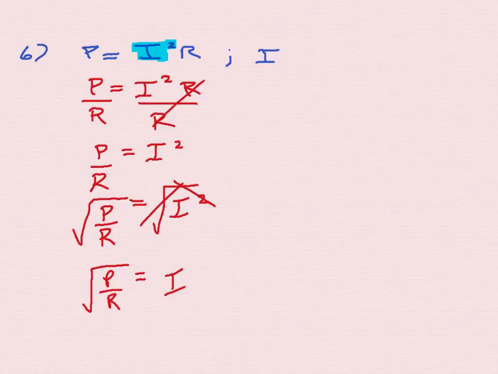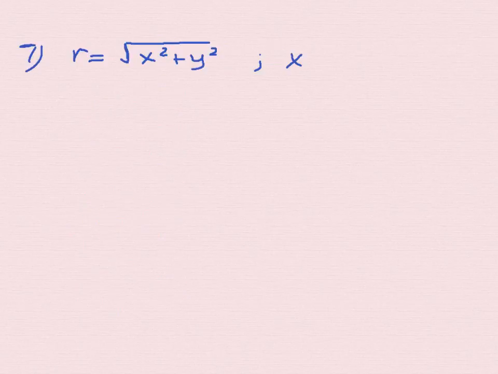If you were going to give answers to a question requiring you to find the current, you would take your power value, divide it by your resistance first, and then get an answer, and then take the square root at the end.